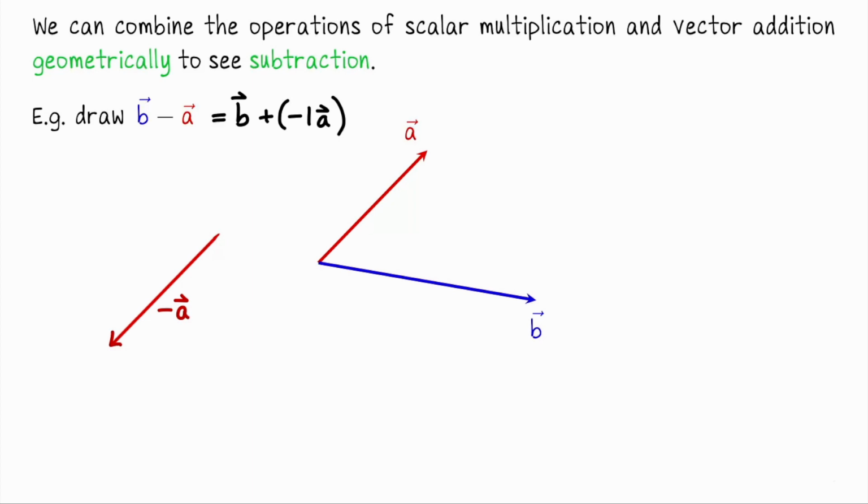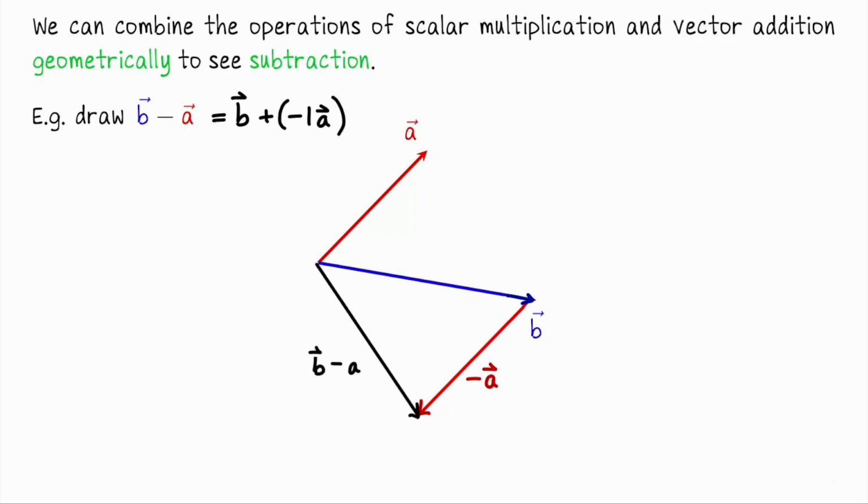And now we're going to do B plus that. So I'm going to start at the tail of B, go to the head of B, and then attach the tail of -A there. Okay, so the vector B plus -A is going to start at the tail of B and end at the head of -A. So that was a geometric representation of what it would mean to do vector subtraction.